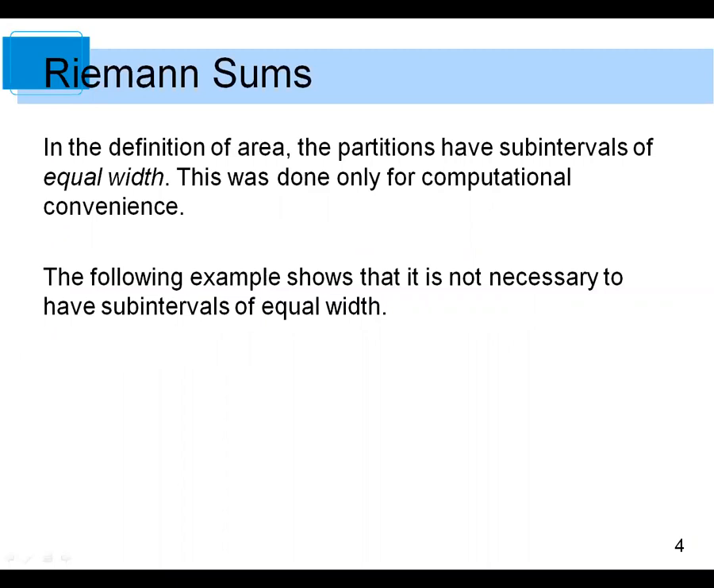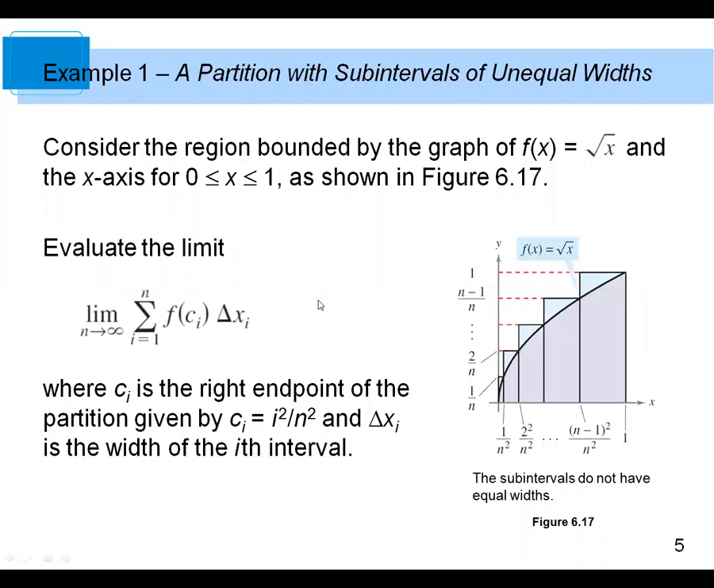In the definition of area, the partitions have some subintervals of equal width. This was done only for computational convenience. The following example shows that it is not necessary to have subintervals of equal width. So the whole point in the next example I'm about to do is to show you that your subintervals don't have to have the same width, yet you can still get the area with the limiting process of a Riemann sum.